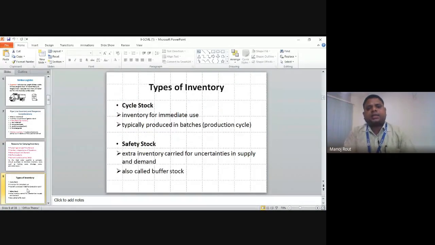The next slide is the types of inventories. The first type is cycle stock inventory, used for immediate use and typically produced in batches, known as the production cycle. The next type of inventory is safety stock, the extra inventory carried for uncertainty in demand and supply, also called buffer stock. Moving to the next slide.